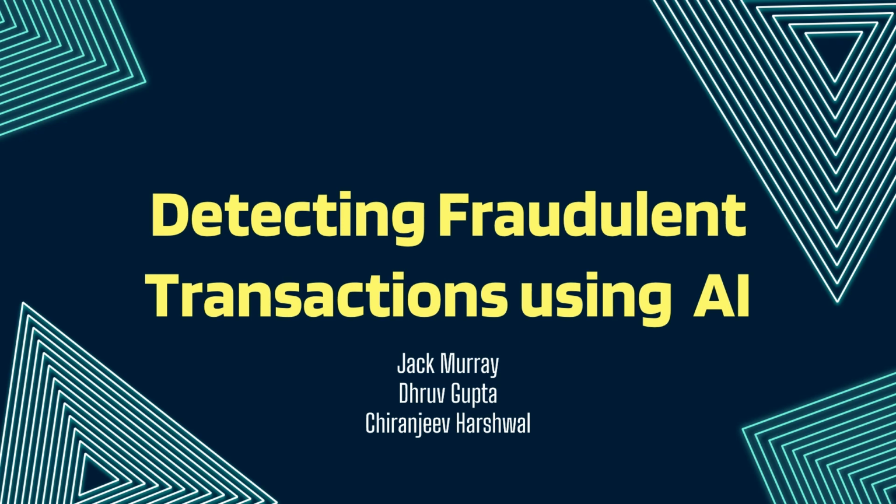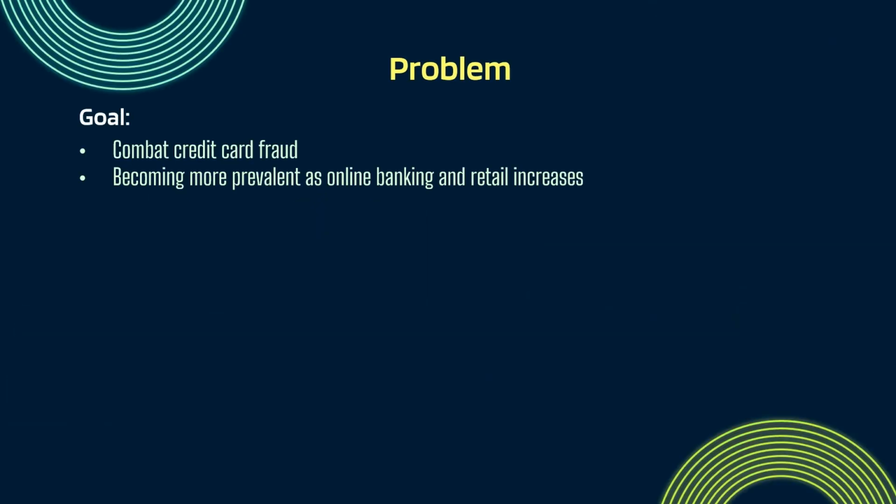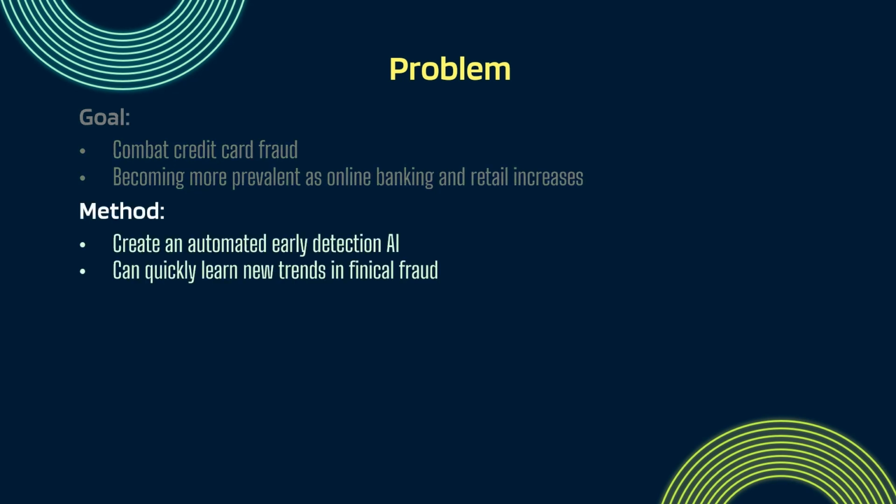This is a project about detecting fraudulent transactions using AI, as compared to credit card fraud, which is becoming more prevalent as online banking and retail increases worldwide. We're going to do this by creating an automated early detection AI that can quickly learn new trends in financial fraud. This will allow customers to be notified if their information has been stolen and allow them to act quickly to prevent any long-term damage to their credit, and allow credit card companies to minimize the financial losses from fraud.